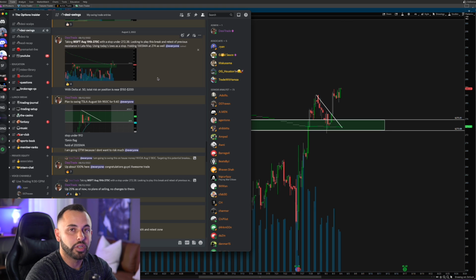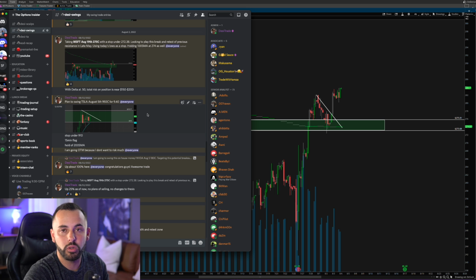This is the trade that I took right out of this 4-hour flag. So here in the Discord chat, guys, where I post all of my trades, here is where I went ahead and entered. I said taking a Microsoft August 19th 275 call, and I like it with a stop under that 272 level. That was the low of day back on the 2nd of August. I didn't want to see it break back below that low of day. Looking to play this break and retest of previous resistance in late May, using today's lows as my stop. It is also holding the 100 SMA as support.